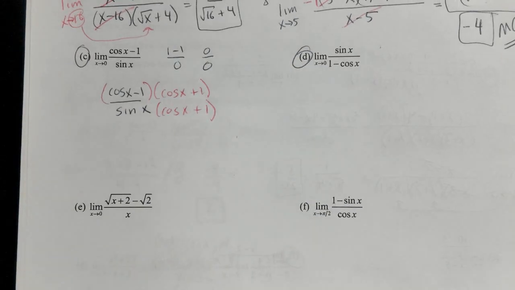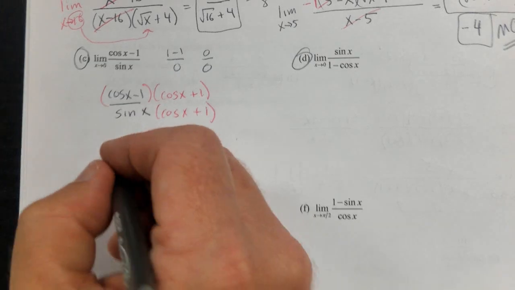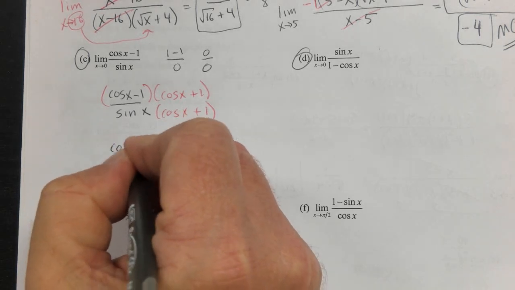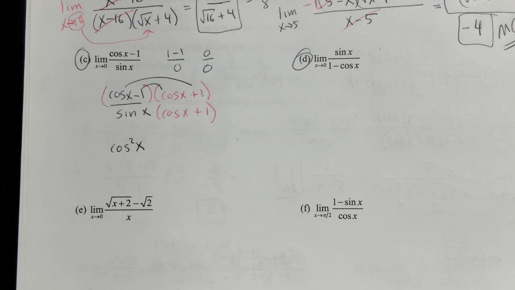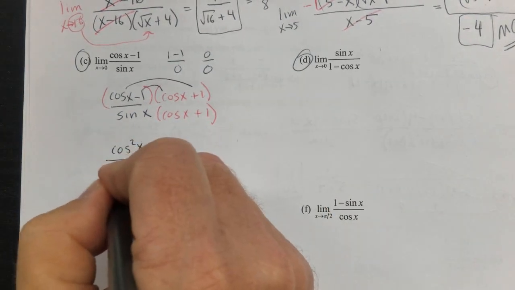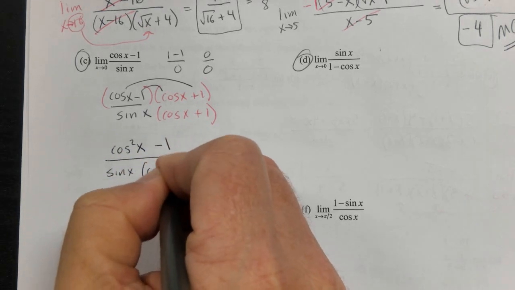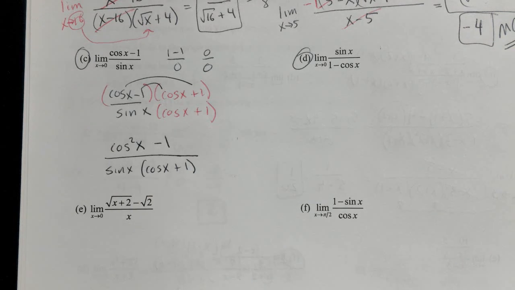Same type rules. The conjugate side, multiply it out. The non-conjugate side, leave it alone and hope that something cancels. So cosine squared. Inside terms always cancel with conjugates. That's why we do conjugates. Minus 1 over sine of x, cosine x plus 1. Nothing cancels.